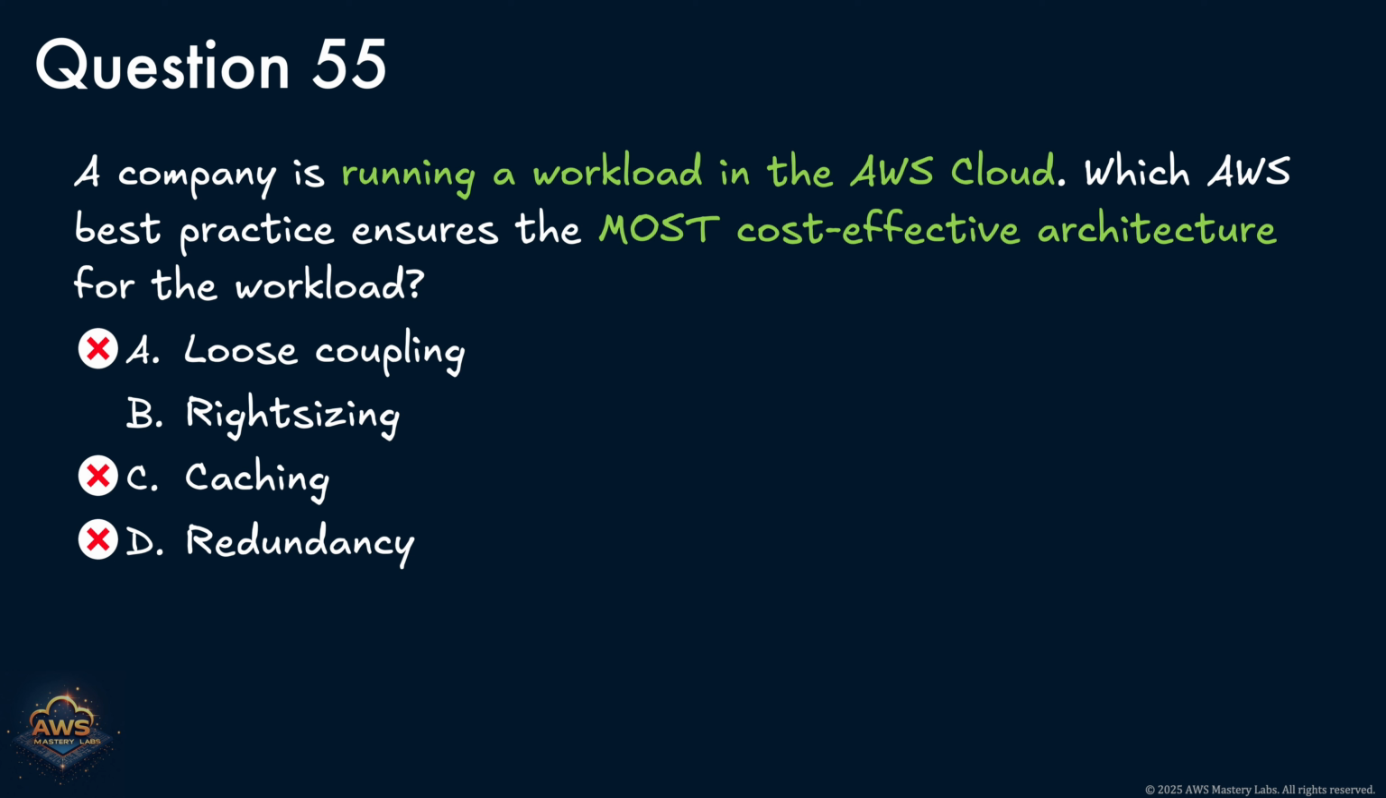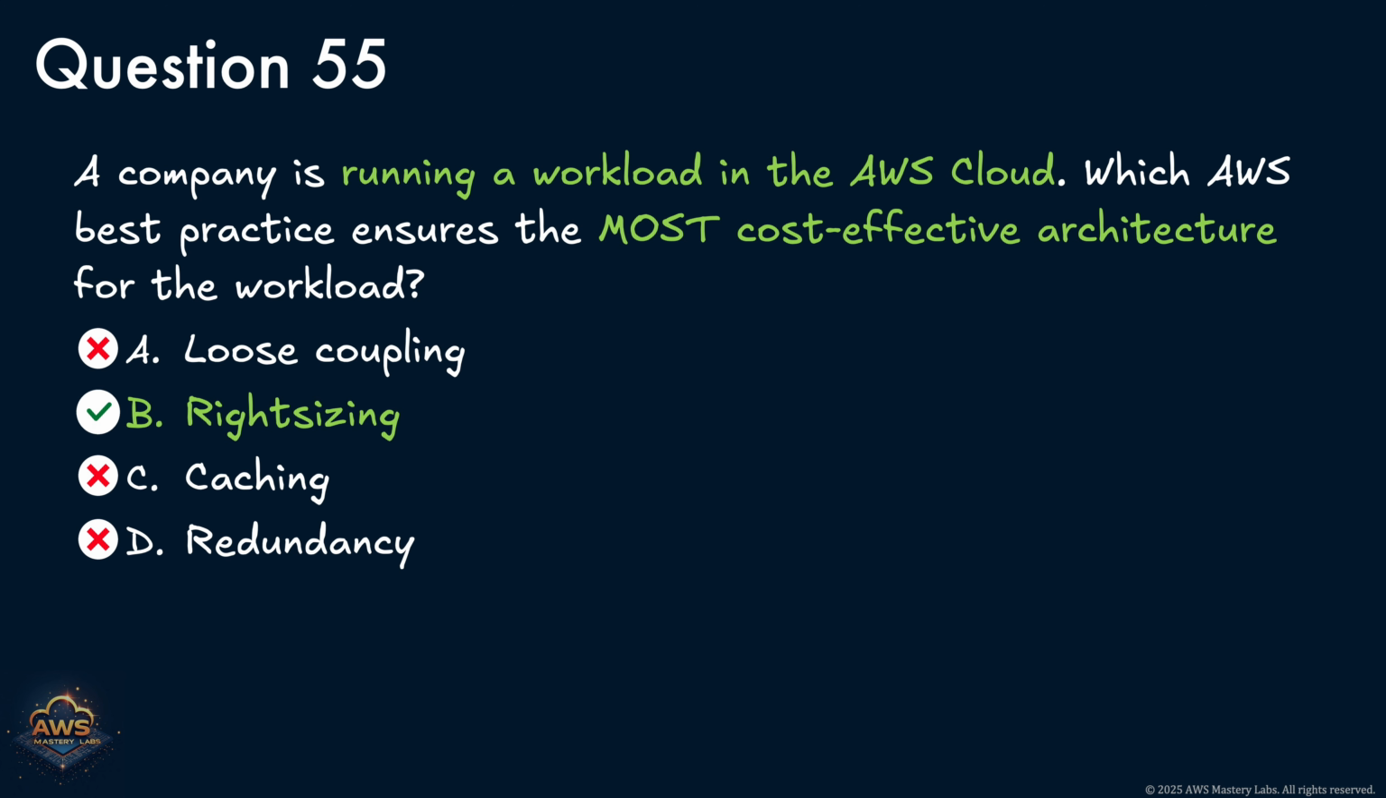Option D, redundancy. Redundancy is crucial for high availability and fault tolerance. You replicate resources across availability zones or regions to ensure uptime during failures. However, redundancy typically increases cost by design since it duplicates infrastructure. So, while it's a best practice for reliability, it runs counter to the goal of cost effectiveness in this question. Incorrect, because redundancy enhances availability but usually increases operational costs.